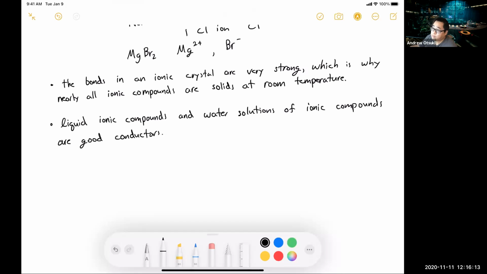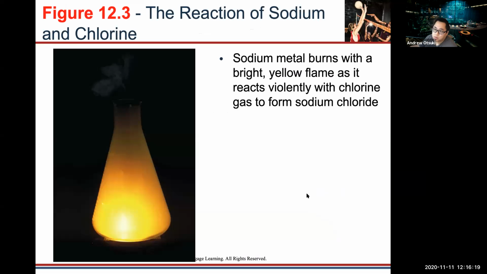So let's give an example of what these reactions look like. Let's look at this picture here. Here's the reaction of sodium with chlorine. Sodium metal will burn with a bright yellow flame. See how it's burning here, in reaction with chlorine gas. That reaction causes a lot of heat to be expelled, indicating that very strong bonds are forming.